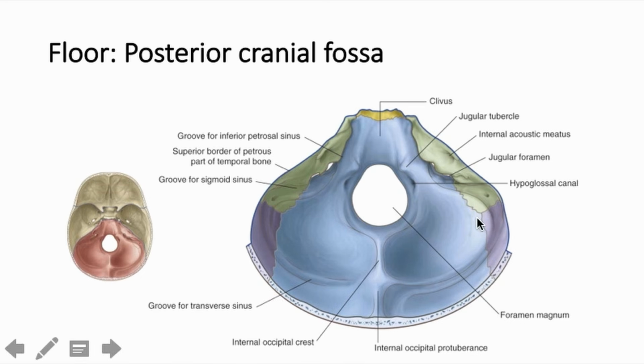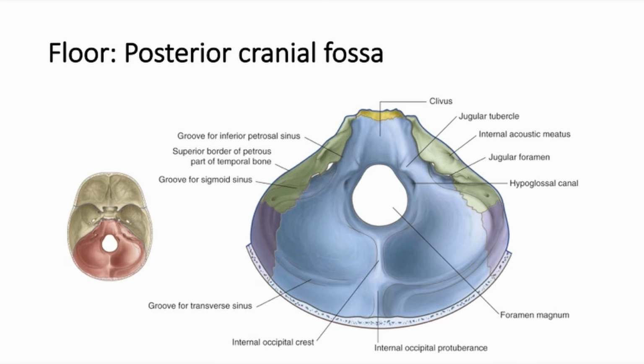So when we're looking at the different structures here, we can see that there's the anterior boundaries that form the dorsum sellae and the clivus. The clivus is that slope of the bone that extends upward from the foramen magnum, and it's formed by contributions from the body of the sphenoid and from the basilar part of the occipital bone.